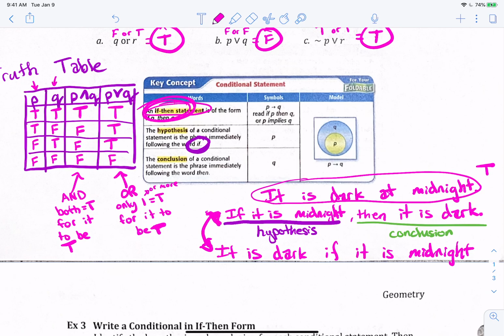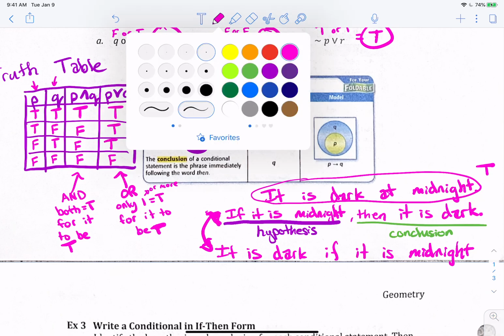If it is midnight, then it is dark is the same thing as saying it is dark if it is midnight. Those are both saying the same thing, but which one is the hypothesis?